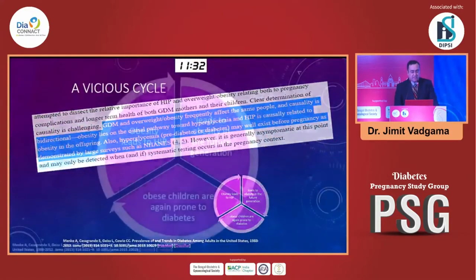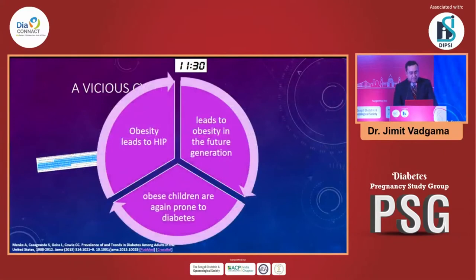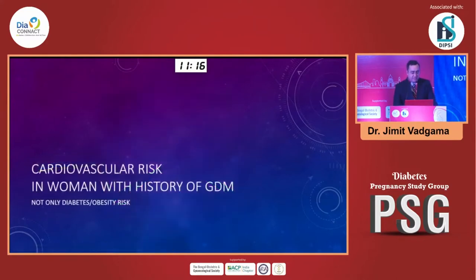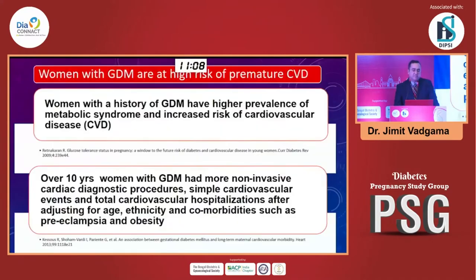And it's a vicious cycle. You see, obesity leads to hyperglycemia in pregnancy, and ultimately it leads to obesity in the future generation. And later on, these obese children are again prone to diabetes, and half of them will go into pregnancy again. So this is a vicious cycle, and not only diabetes or obesity, I would also like to focus on the cardiovascular risk, which increases in women with GDM.